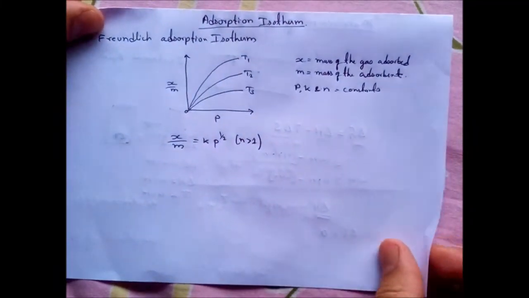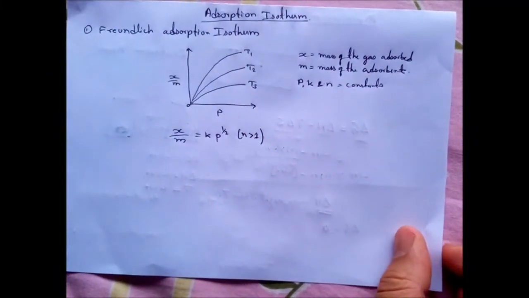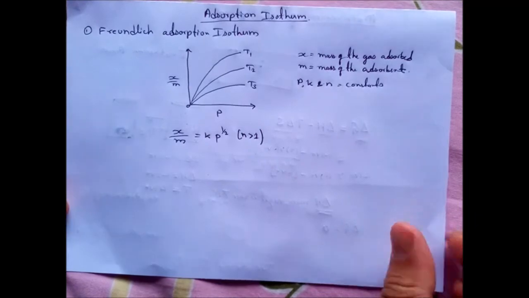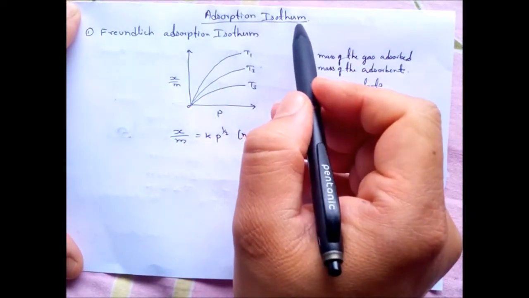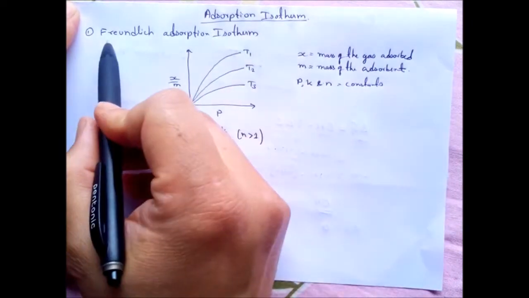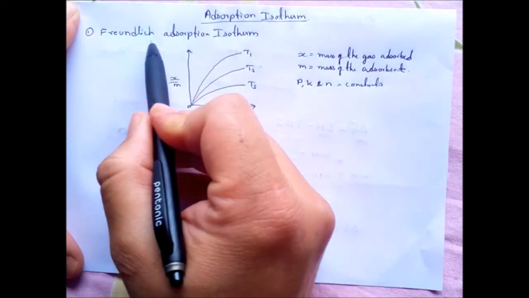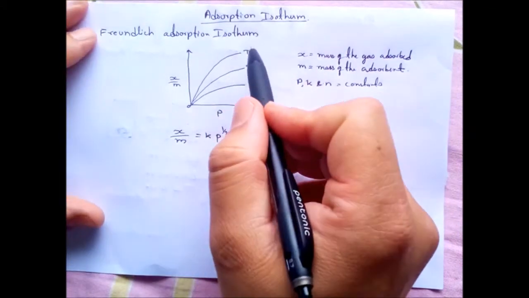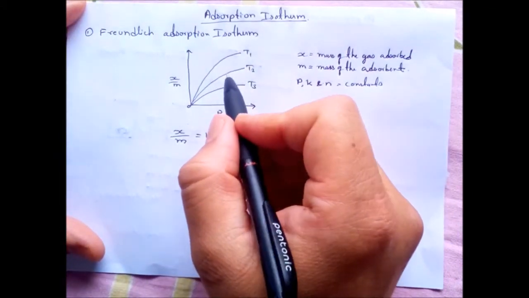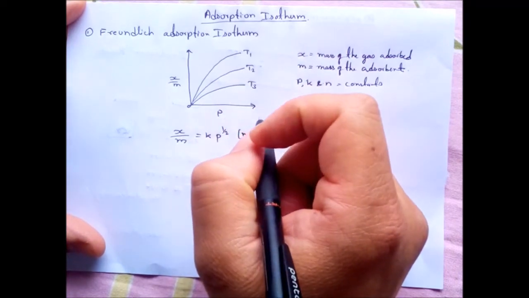Dear students, we'll continue with our chapter surface chemistry. So here we'll see about adsorption isotherm. In this isotherm, we'll talk about Freundlich adsorption isotherm. You know the term isotherm. Isotherm means it's a graph in which the temperature is taken as a constant, right?